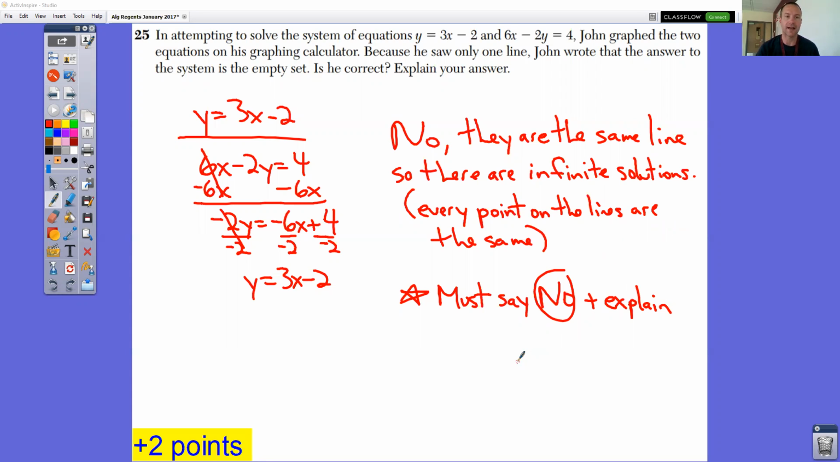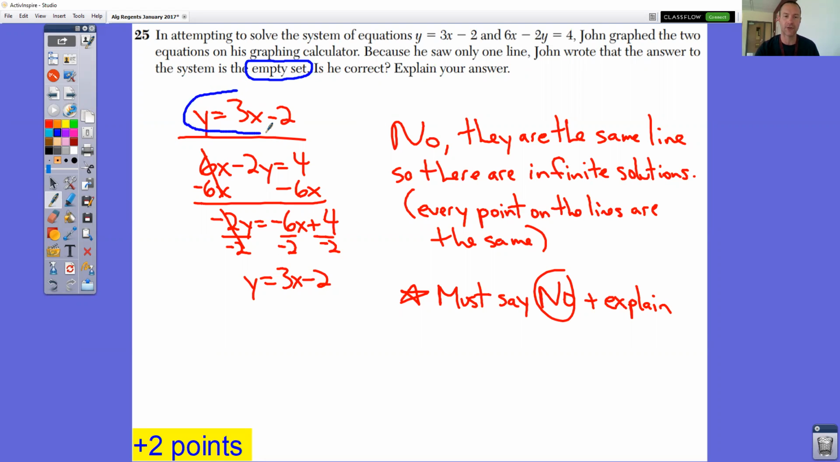In question number 25, in attempting to solve the system of equations y equals 3x minus 2 and 6x minus 2y equals 4, John graphed the two equations on his graphing calculator. Because he only saw one line, John wrote the answer to the system is the empty set. Now, by the empty set, that means that there are no solutions. All right, so he's saying that there's no solutions. Is he correct? Explain your answer.